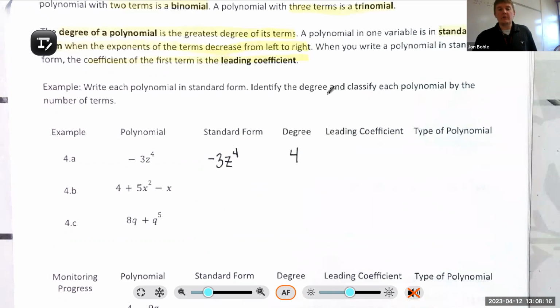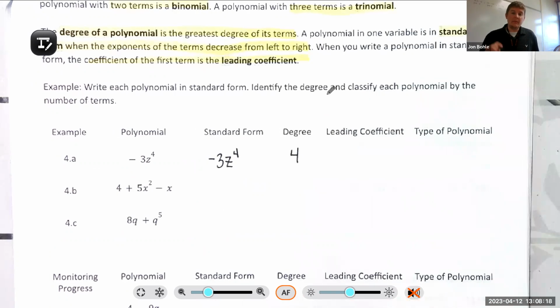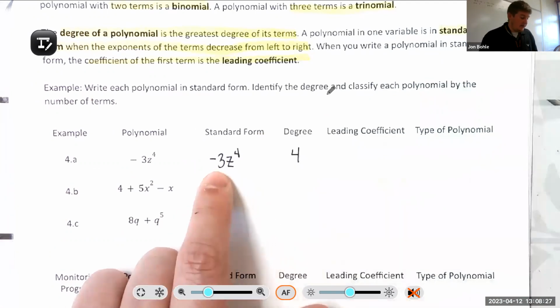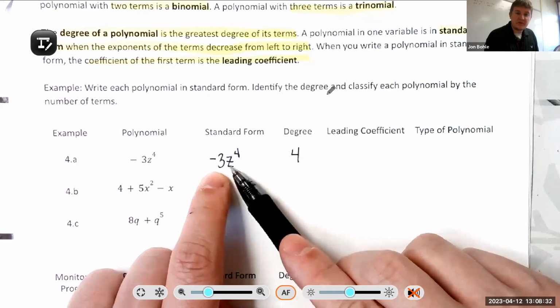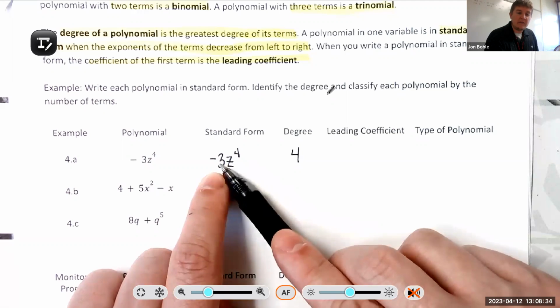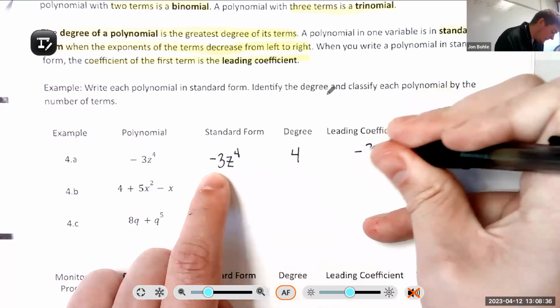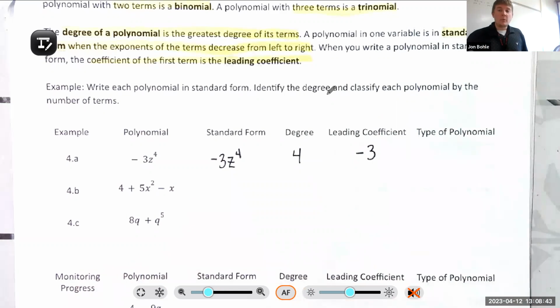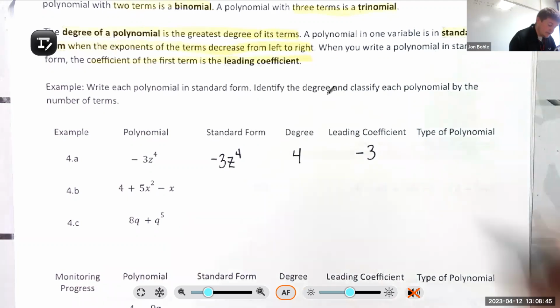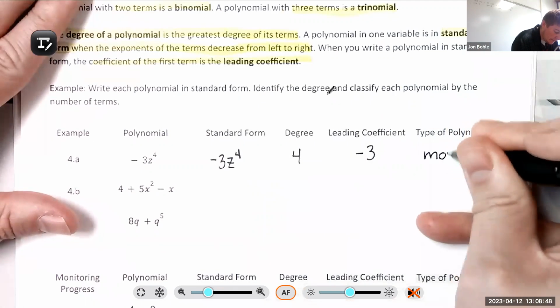Leading coefficient is the number multiplied by the variable with the largest degree. Okay, I'm going to say that again. The number multiplied by the variable with the largest degree. So what's the number multiplied by the variable with the largest degree here? It would be -3. And what type of polynomial is it? The type of polynomial is dependent on how many terms. We have 1 term in this example, so this would be a monomial.